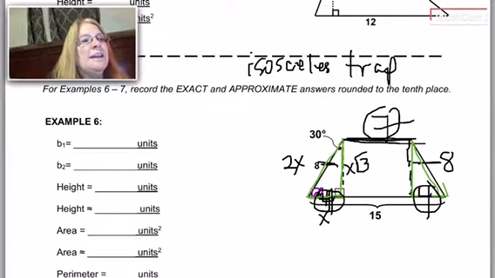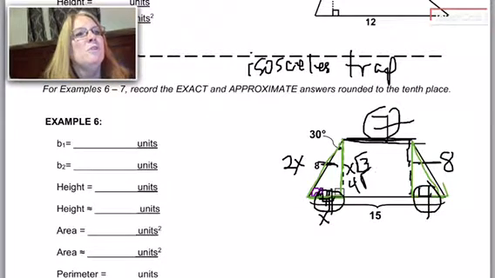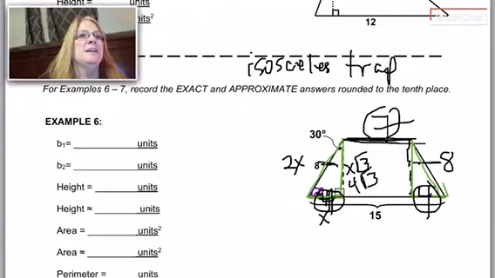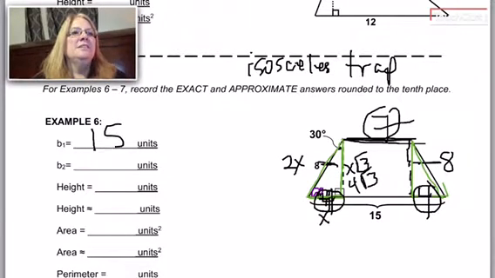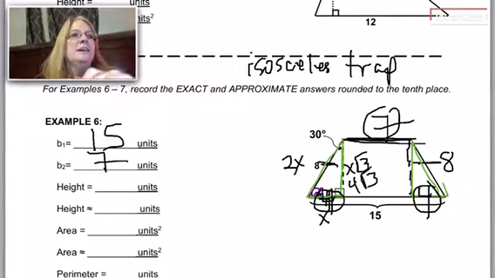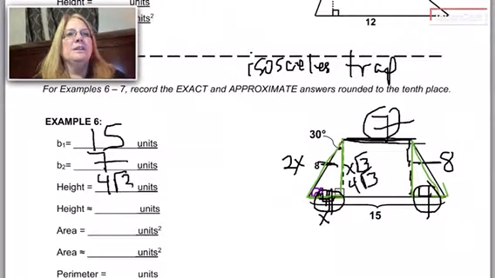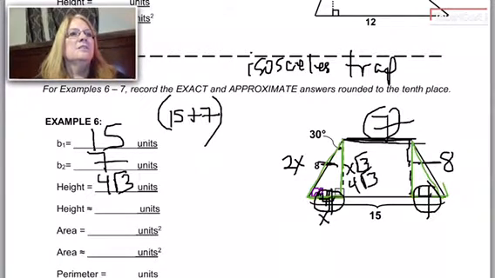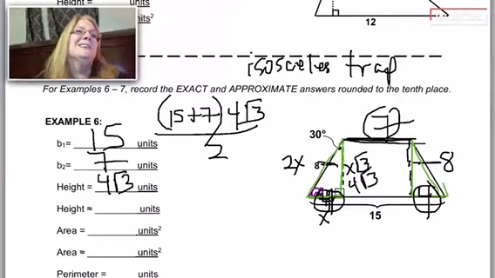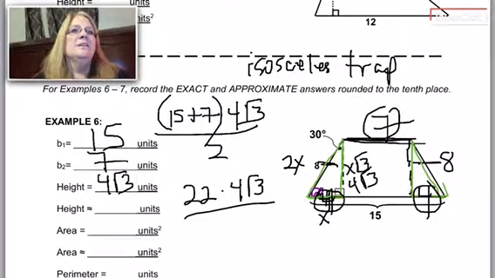Now I think we have all the measurements we need. Well, we're going to need the height, and the height is x square root of 3, but x is 4, so it's going to be 4 square root of 3. So now I think we got everything. Base 1, 15, base 2, 7, height 4 square root of 3. So the area, I'll come back to the approximate. The area is base 1 plus base 2 times our height divided by 2. 15 plus 7 is 22 times 4 square root of 3 divided by 2.